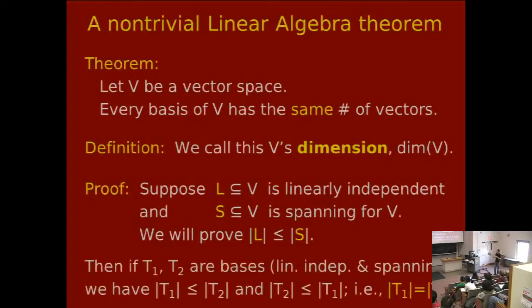So here's how to deduce the theorem from this statement. Suppose T1 and T2 are both bases. We want to show that they have the same size. Well, they're both linearly independent and they're both spanning by definition. So you can apply this lemma twice. You can use it to show that T1 is at most the size of T2 and also T2 is at most the size of T1. So they have to have the same size.